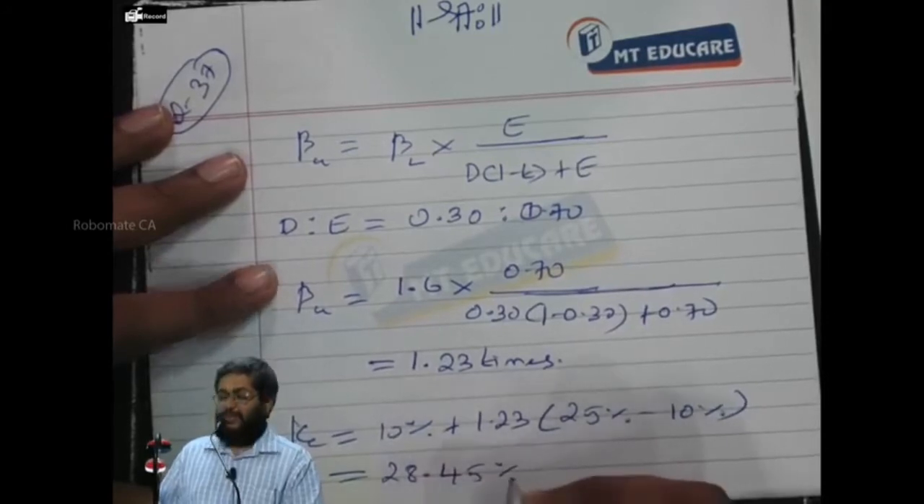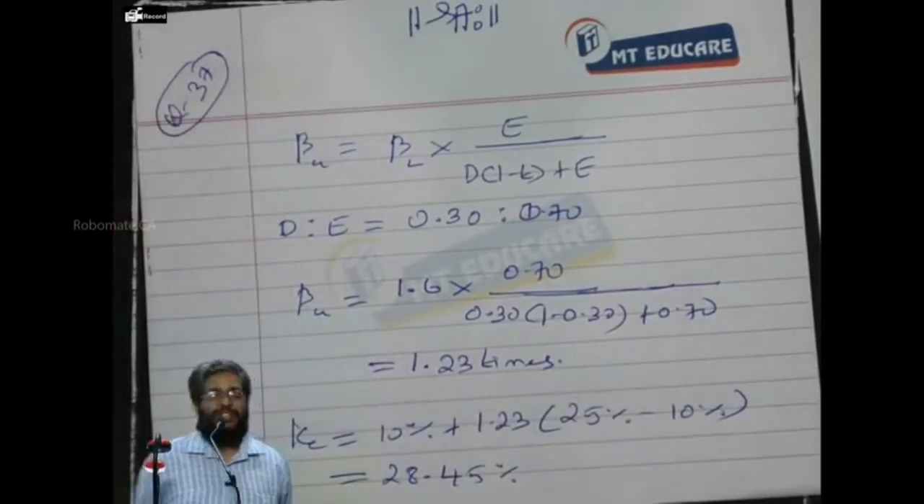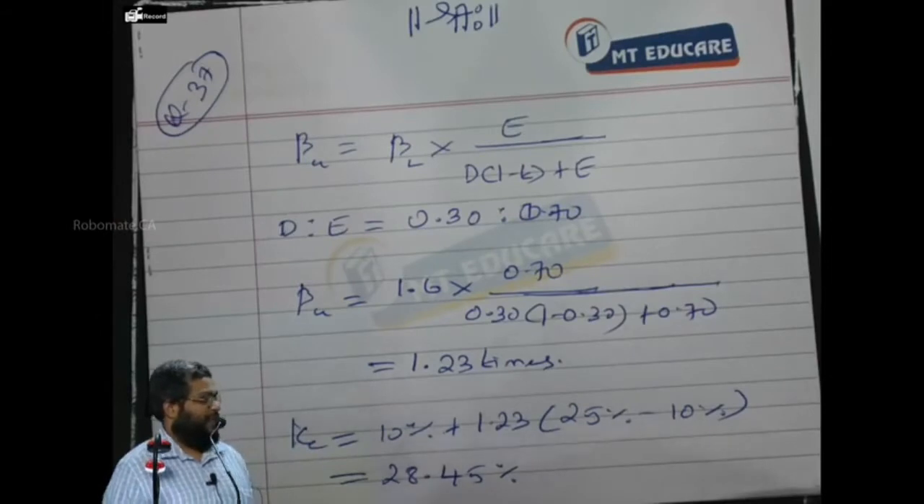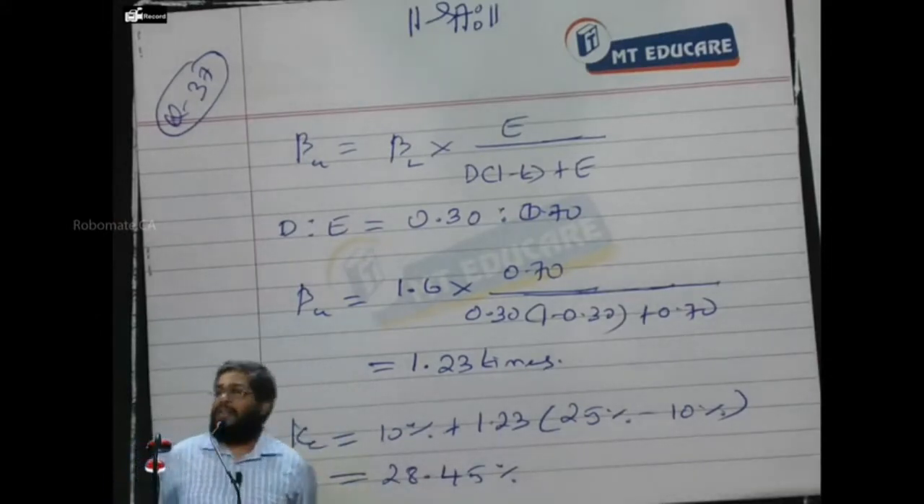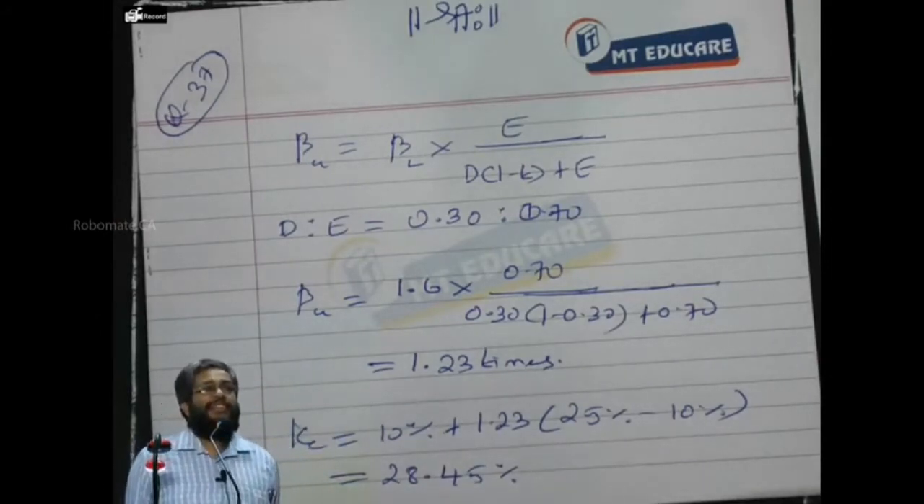It is 28.45 percentage. Respond yes or no. Now, this is KE. I want to know what is WACC, the weighted average cost of capital. WACC is KE, because there is no debt. Right now, continue.